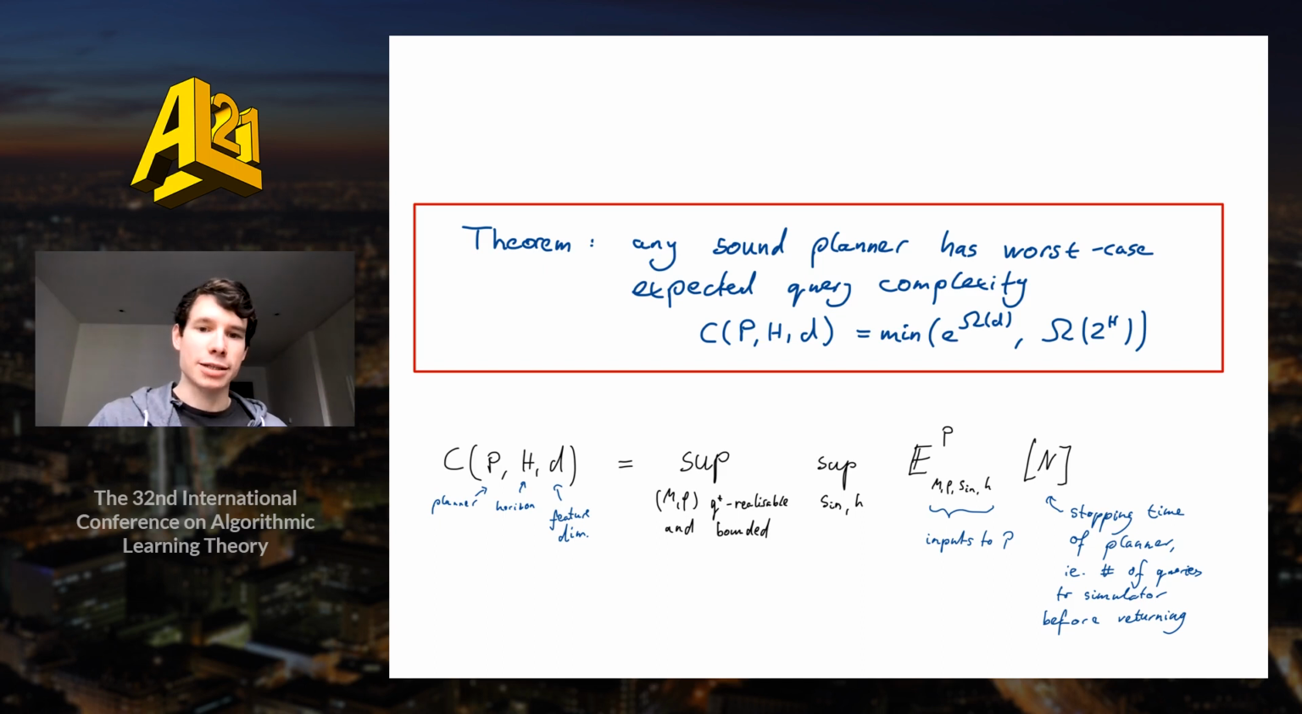Our theorem says that any sound planner has worst case expected query complexity that is exponential in either the feature dimensionality d or the horizon capital H. So the worst case expected query complexity is really defined as the expected query complexity for the MDP that satisfies the assumptions and that maximizes this expectation.